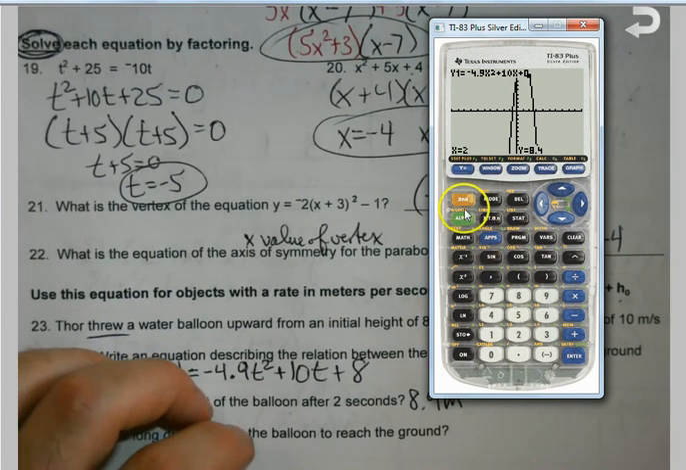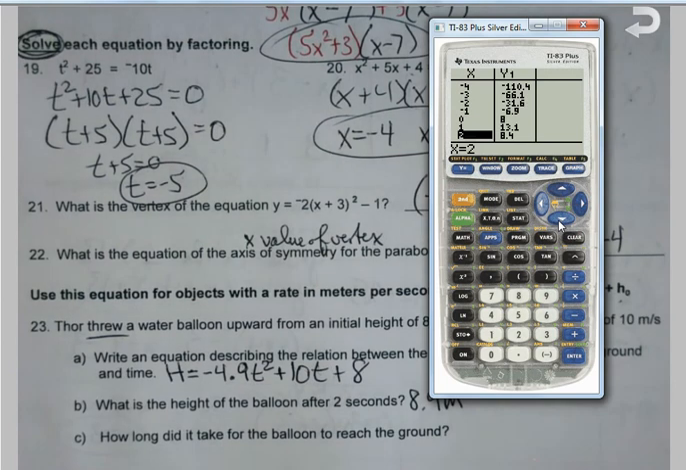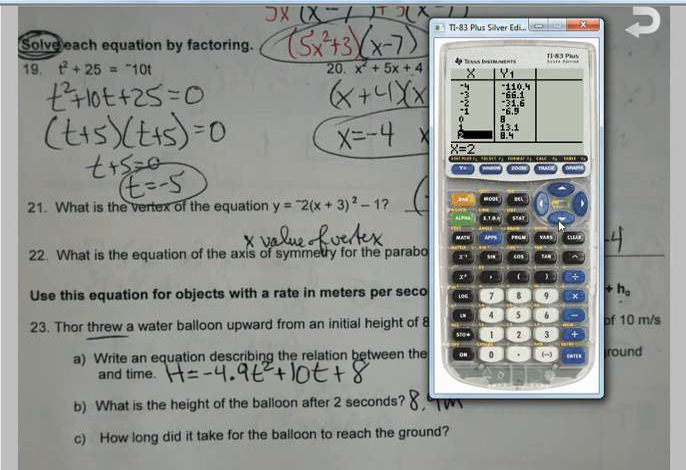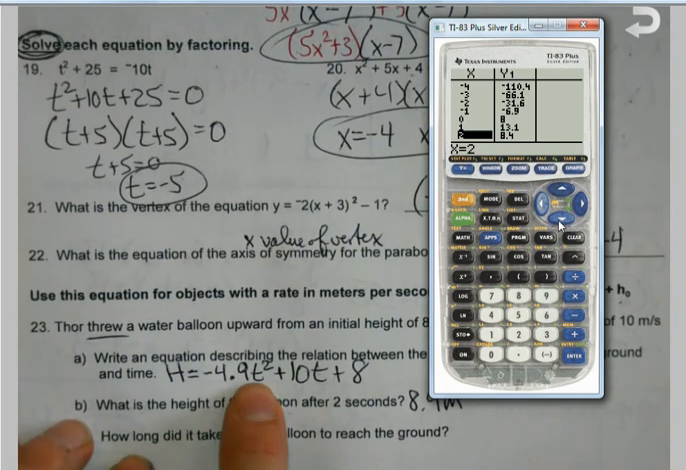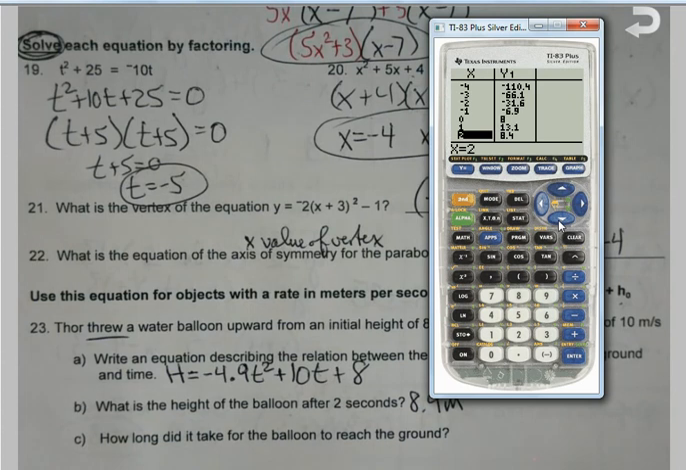Or I could go to the table, go to where x is 2, 8.4 meters. Or I even could, if I didn't want to play with the calculator at all, just plug in 2 for each of the t's and just solve it algebraically, and I'd get the same answer. So, lots of options here.